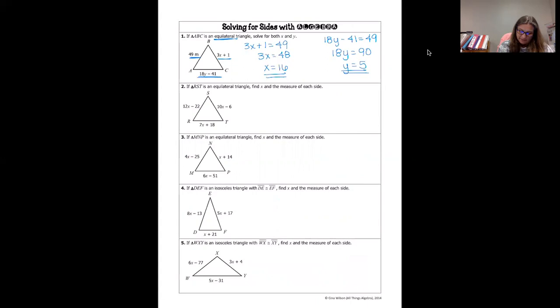Number 4, DEF is isosceles with DE congruent to EF. So 8x minus 13 is equal to 5x plus 17. 3x is 30, so x is equal to 10. Then find the measure of each side. So this is 80 minus 13. This is 67, which means EF is also 67. And then x plus 21 would be 31.